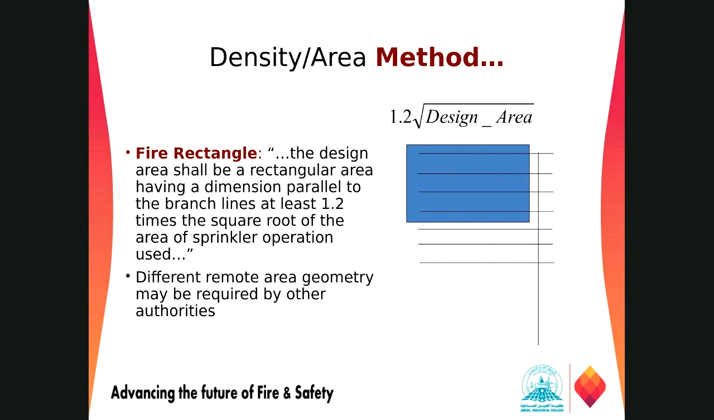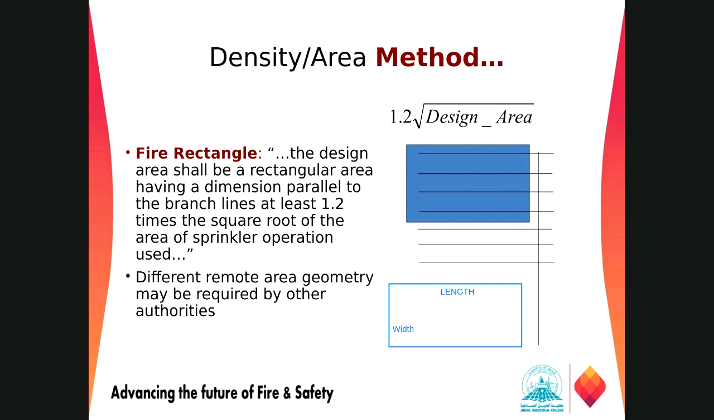So suppose this is our design area. It should be in the rectangular area. Now we have to consider a rectangle, and at the same time we have to make sure what the length of the rectangle should be. The bigger one is the length, and the smaller one is the width. So how to calculate the length of the rectangle? We have a formula for this. The length of the rectangle should be 1.2 times the square root of the design area.